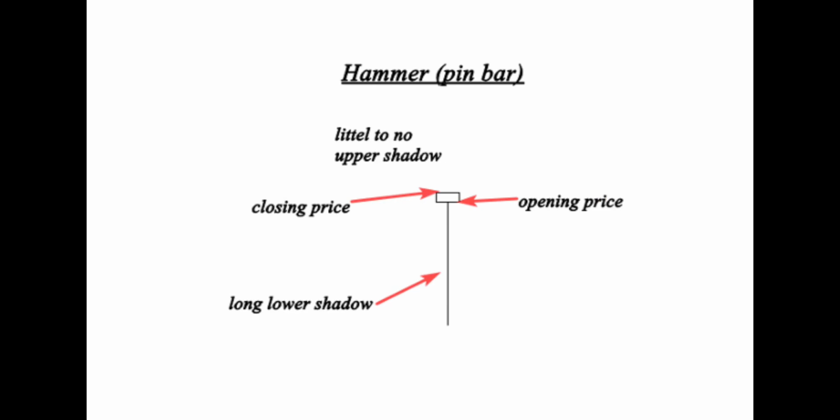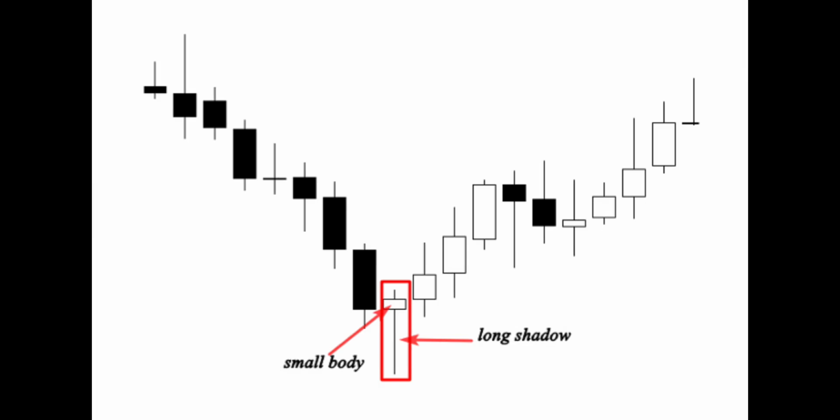8. The hammer. The hammer candlestick is created when the open, high and close are roughly the same price. It is also characterized by a long lower shadow that indicates a bullish rejection from buyers and their intention to push the market higher. The hammer is a reversal candlestick pattern when it occurs at the bottom of a downtrend.